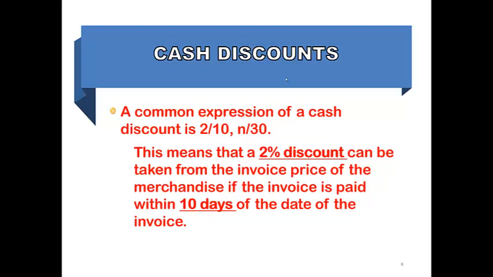Okay, on the invoice you will see payment terms, and the invoice may say net 30. That means there's no discount and the invoice amount is due in 30 days. But if there's a discount involved, the invoice will say 2/10, net 30, which means there is a 2% discount if the invoice is paid within 10 days of the date of the invoice. And otherwise, the full net amount of the invoice is due in 30 days.